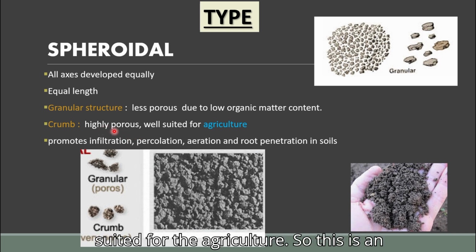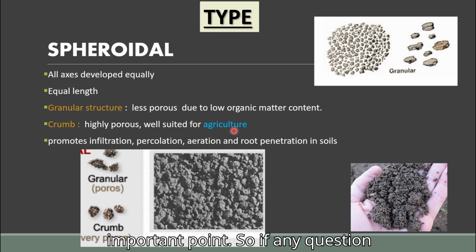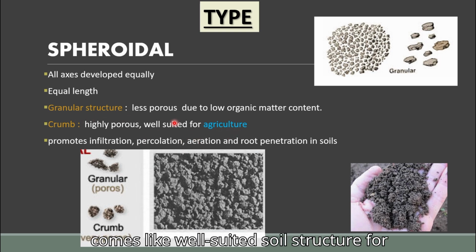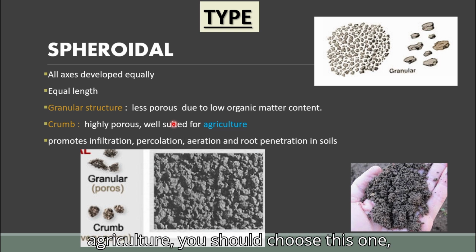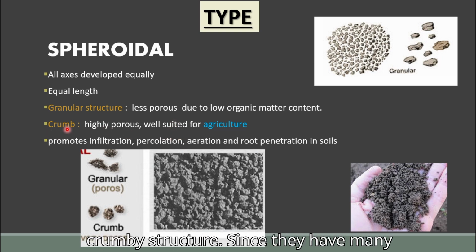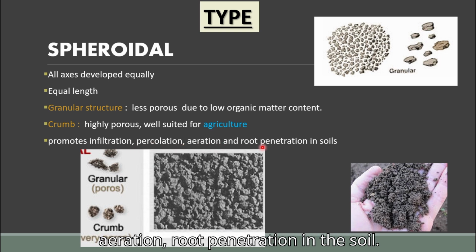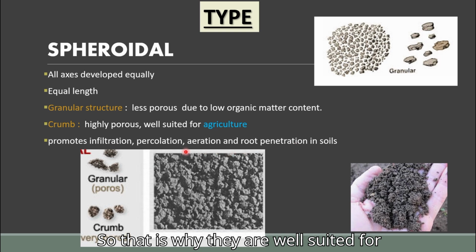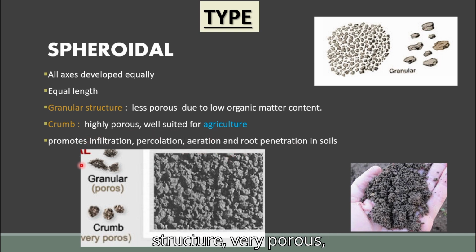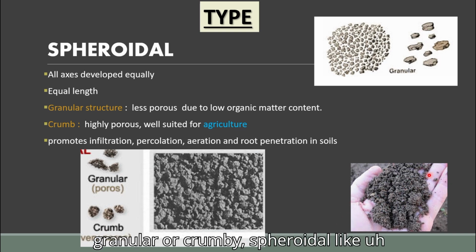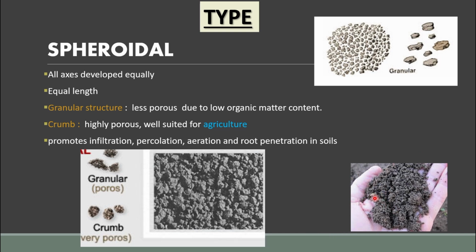So this is well suited for agriculture. This is an important point. If any question comes like which soil structure is well suited for agriculture, you should choose crumb structure. Since they have many pores, or high porosity, it will promote infiltration, percolation, aeration and root penetration in the soil. So this is granular structure, very porous, while this is crumb structure, very porous. This is the typical crumb, granular or spheroidal-like soil structure.